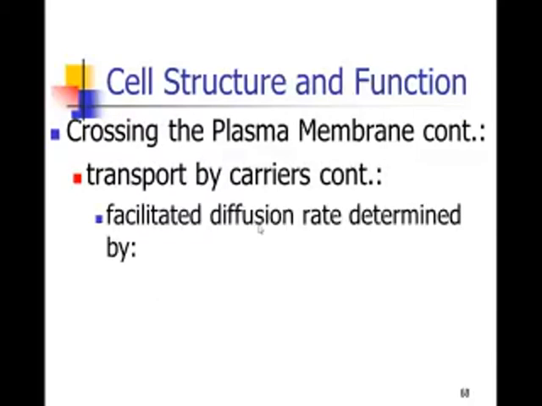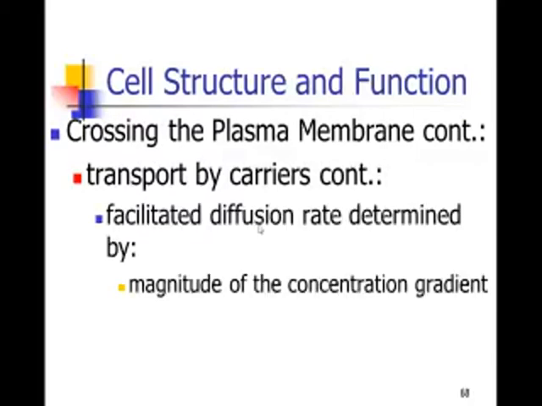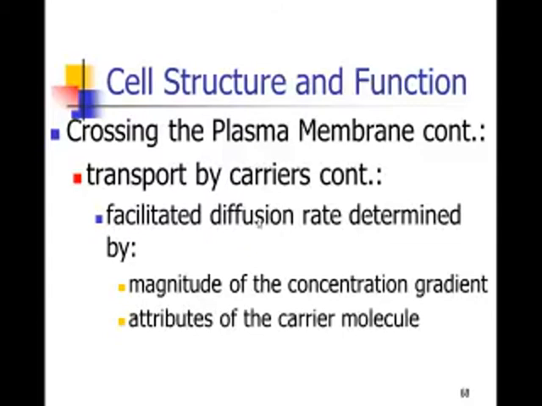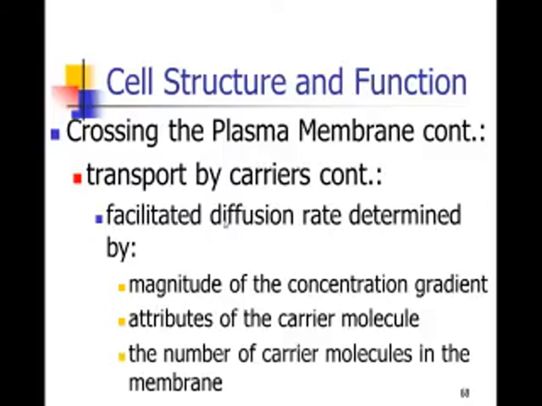Okay. The rate of facilitated diffusion is going to be determined by several things. One is the magnitude of the concentration gradient. So the bigger the gradient, the faster the stuff diffuses. One is going to be the attributes of the carrier molecule. So if the carrier molecule has a certain shape, that will affect how quickly the material can go through. And the number of carrier molecules in the membrane will affect it. So if you have more carrier molecules, you can get more material in.